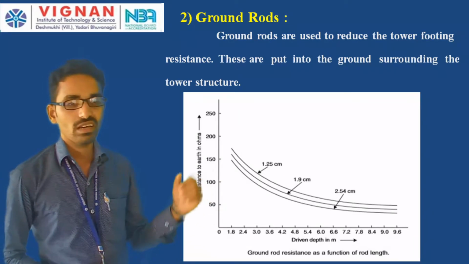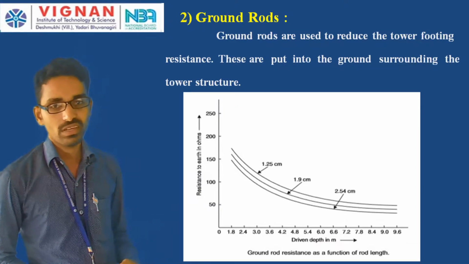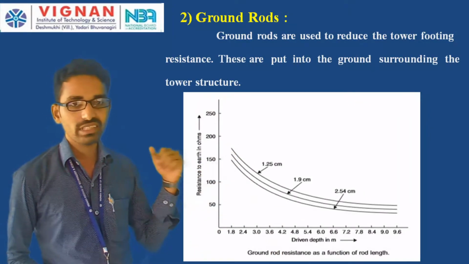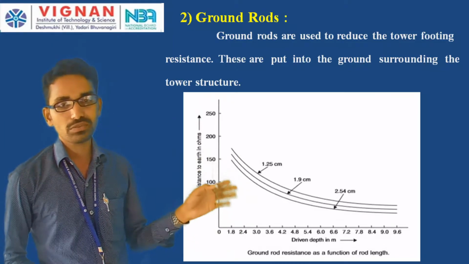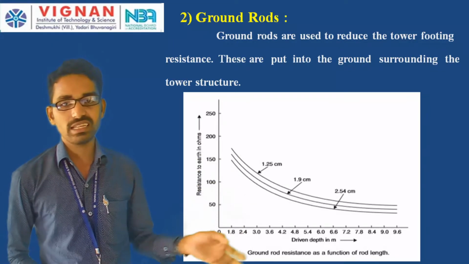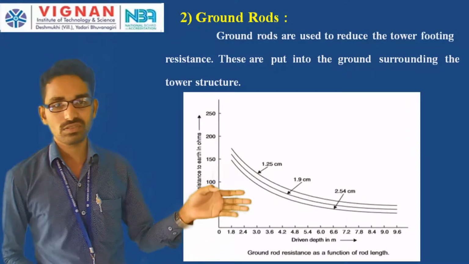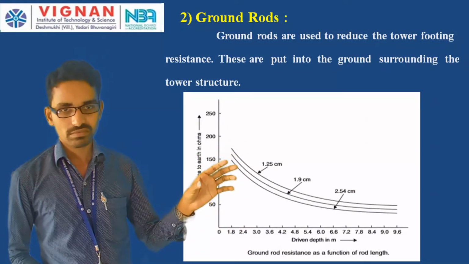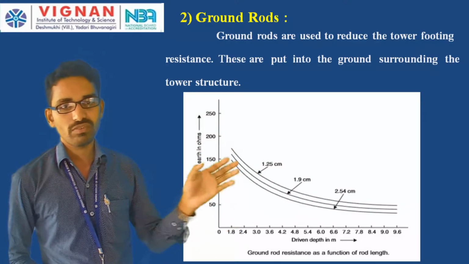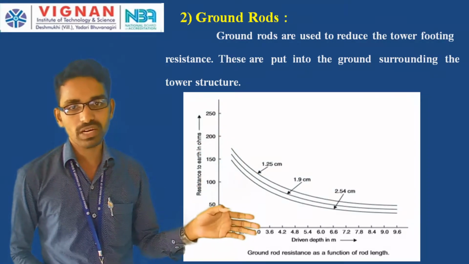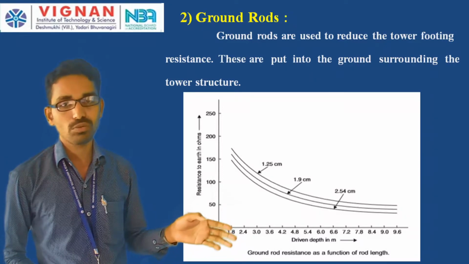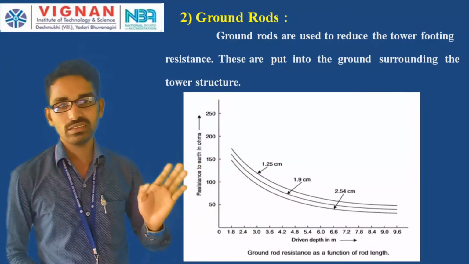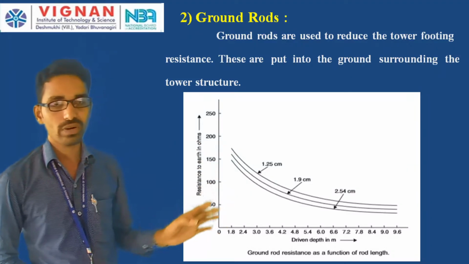So this graph will explain the same thing, with the rod length and the resistance. If you draw the graph with respect to resistance, as the length increases, the resistance is going to be a higher value, and you are going to have the characteristics for 1.25 centimeters, 1.9 centimeters, and 2.54 centimeters. So that is how the resistance is going to be. That is the characteristics of the ground rods.